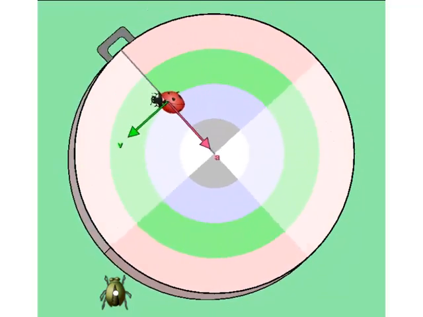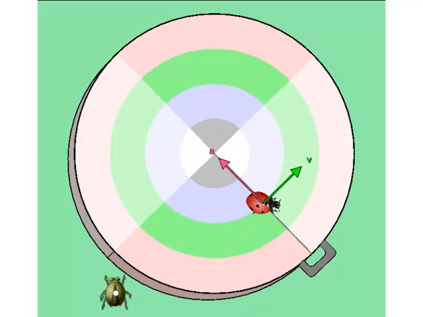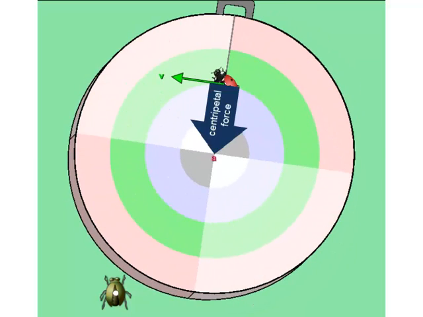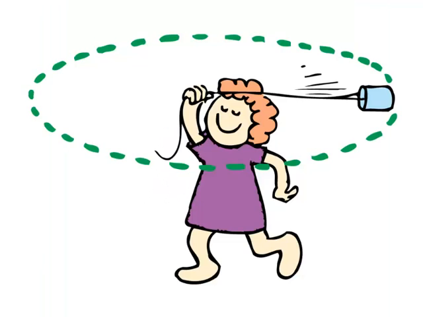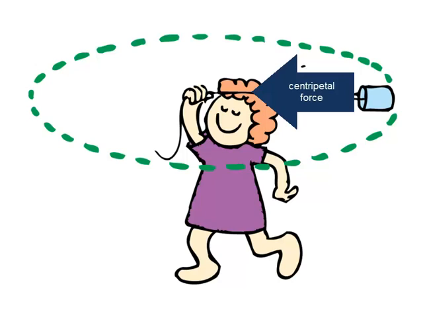The force directed towards a fixed center that causes an object to follow a circular path is called centripetal force. If you whirl a tin can on the end of a string, you have to keep pulling on the string, exerting a centripetal force. The string keeps the can moving in a circular path. The force exerted on a whirling can is toward the center. No outward force acts on the can.